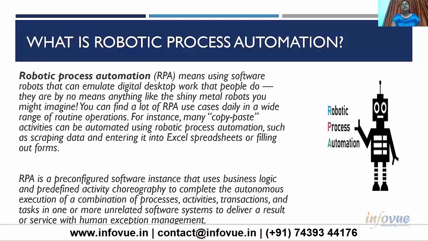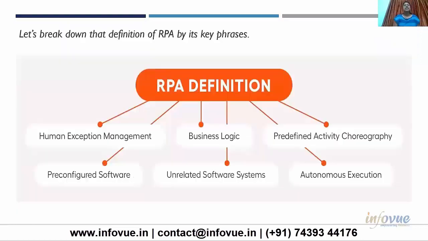But technically, RPA is a pre-configured software instance that uses business logic and predefined activity choreography to complete the autonomous execution of a combination of processes, activities, transactions, and tasks in one or more unrelated software systems to deliver a result or a service with human exception management. Yes, it is quite complicated. So let's explore this automation term and unscramble it. Break down the definition of RPA by its key phrases.